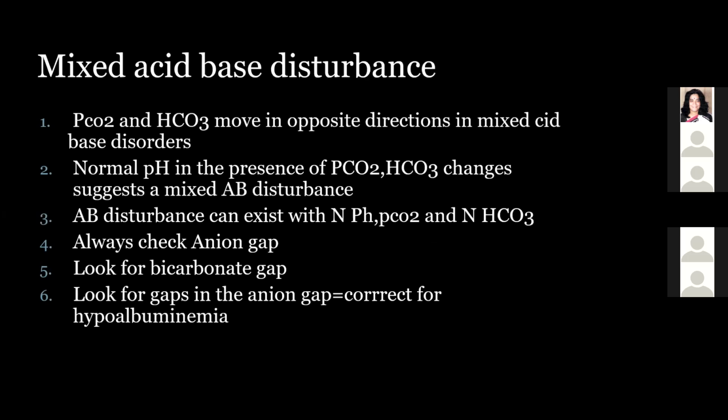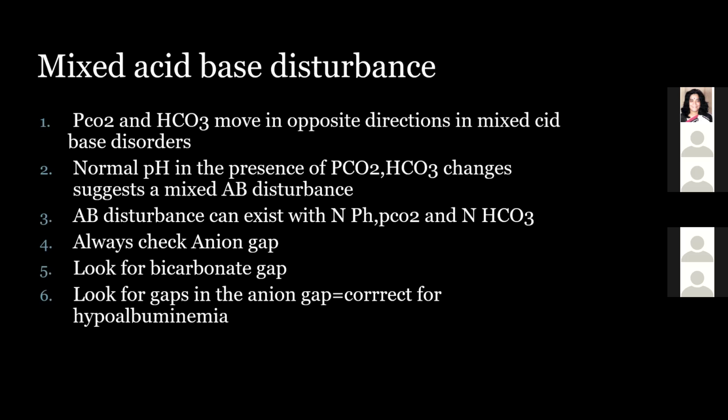PCO2 and bicarb move in opposite directions in mixed acid-base disorders. A totally normal pH in the presence of PCO2 and bicarbonate changes suggests a mixed acid-base disturbance. Acid-base disturbance can exist even with totally normal pH, totally normal PCO2 and totally normal bicarbonate. That's why, before you say no acid-base disturbance, check your anion gap.